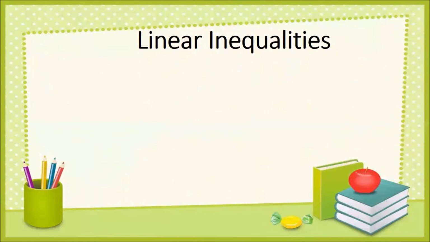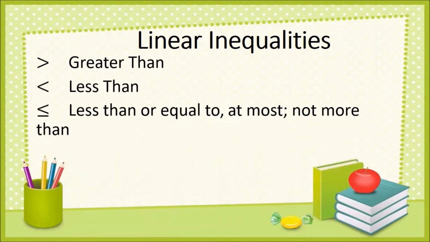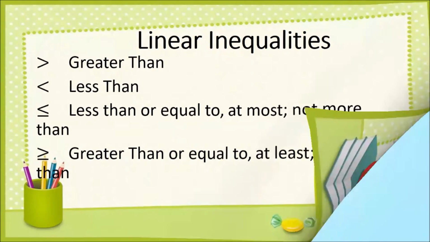Linear inequality. If the equation is the equality of two quantities, inequalities are the inequality of two quantities. They are not equal. One is bigger than the other, or one is smaller than the other. So we use different symbols in linear inequalities. We can use less than, less than or equal to, at most, or not more than. And we use greater than, or greater than or equal to, at least, or not less than. So these are the symbols that we will use for the linear inequalities.